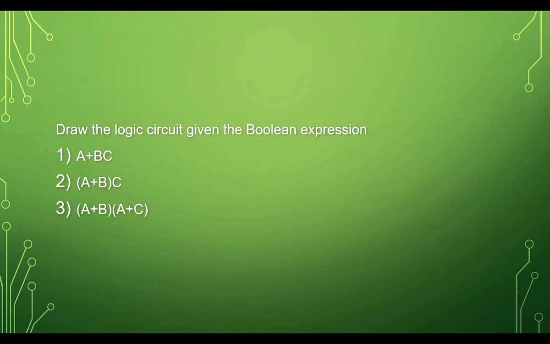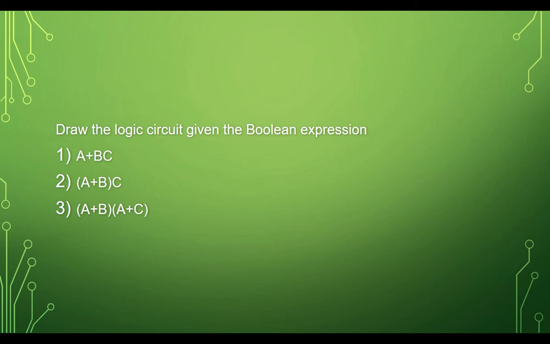Now let's try to draw the logic circuit for the given Boolean expressions. For number 1, we have A plus B times C, or we can read it as A or B and C. For number 2, we have A or B and C. And for number 3, A or B and A or C. So let's try to draw the logic circuit for each Boolean expression we have here.